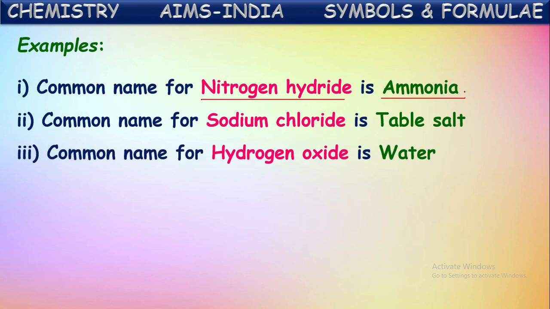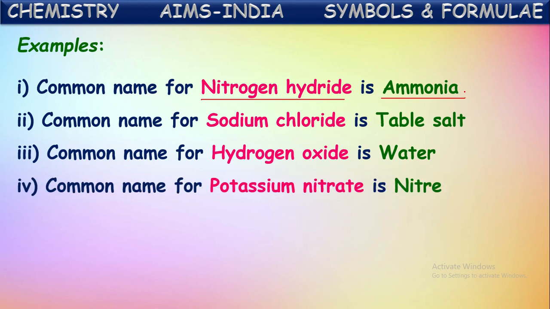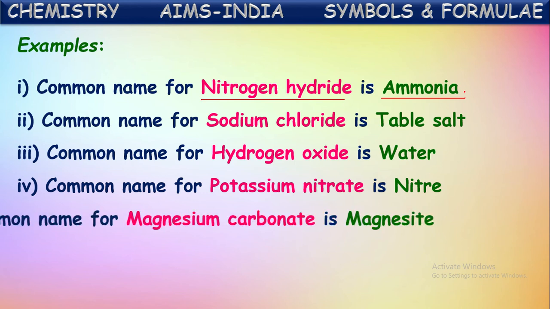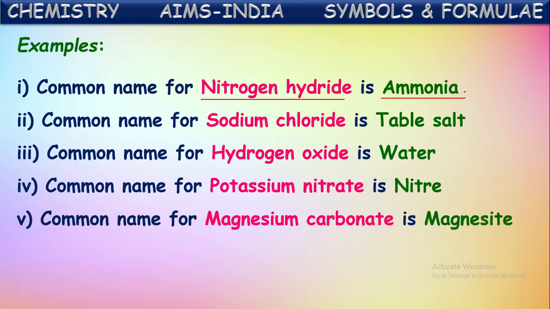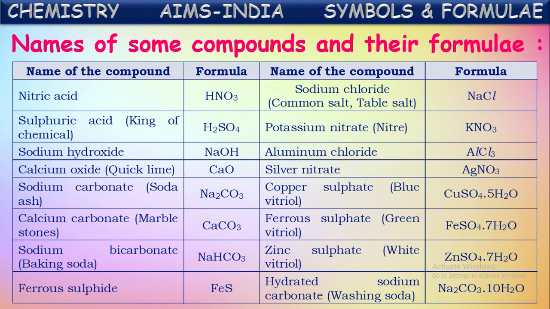One more common name, for hydrogen oxide or dihydrogen oxide, is water. And another common name, for potassium nitride, is niter. And the common name for magnesium carbonate is magnesite. So these common names are more familiar than their systematic names, and hence they are being used continuously. See a table showing the chemical formulae and their names. Observe once these chemical compounds.